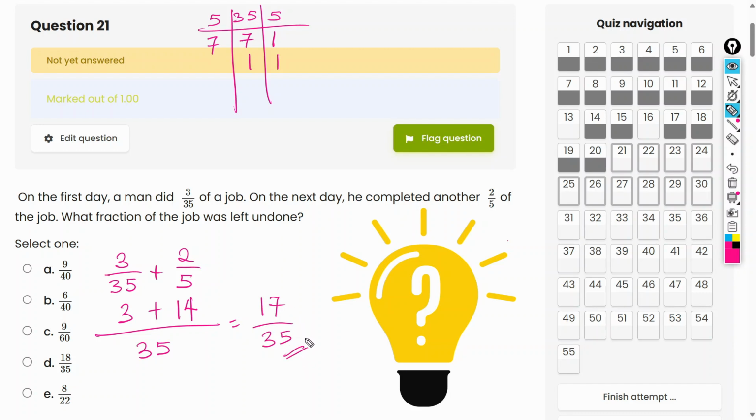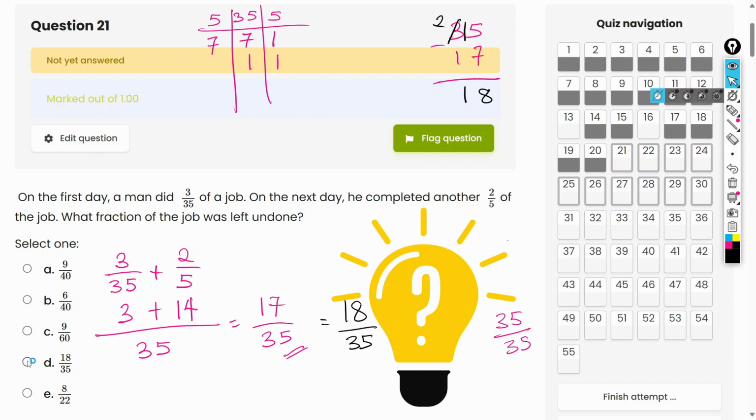The fraction of work undone is what is left of 17 to make 35, because if it gets to 35 over 35, everything has been completed. So what's left of 17 to make 35? That's subtracting 17 from 35. 5 minus 7 wouldn't go, so we borrow 1 from 3, left with 2, so 15. 15 minus 7 is 8. 2 minus 1 is 1. So what is left undone is 18 out of 35. That is option D.